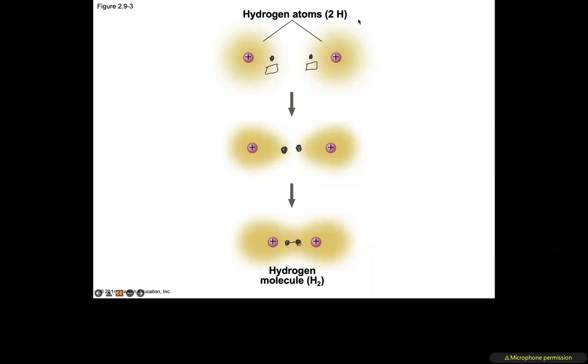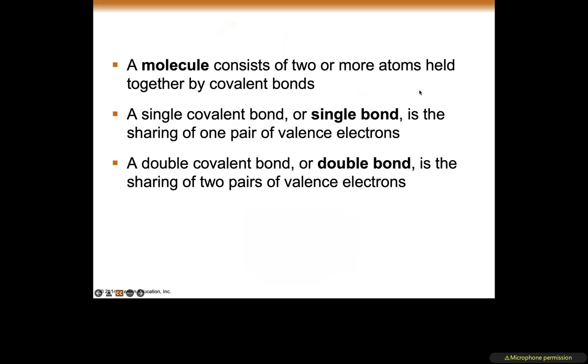So neither one of them is giving up an electron, neither one is taking an electron, but they are sharing an electron. And that right there is the covalent bond. A molecule consists of two or more atoms held together by covalent bonds. We have single covalent bonds, we have double covalent bonds, we even have triple covalent bonds.